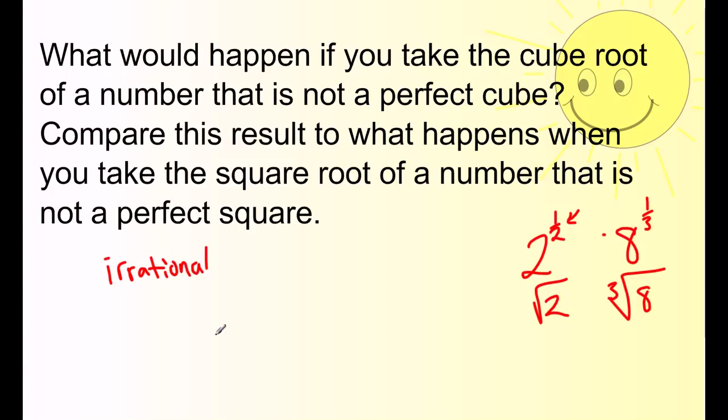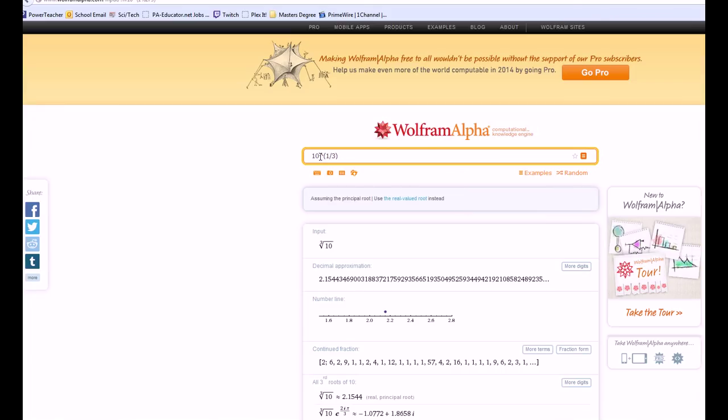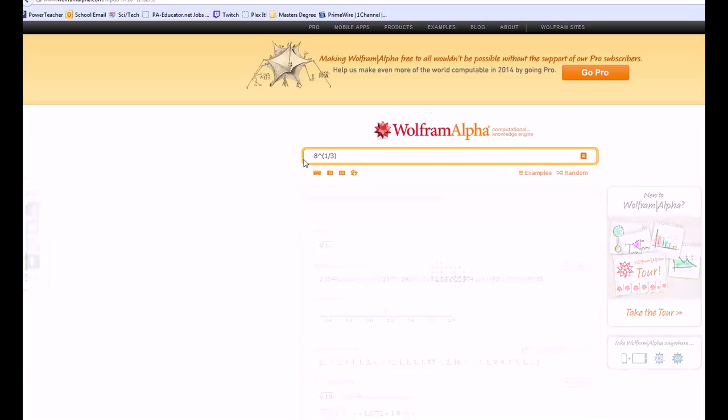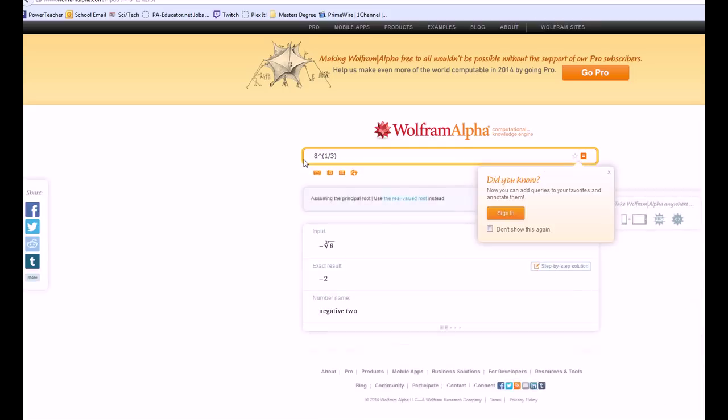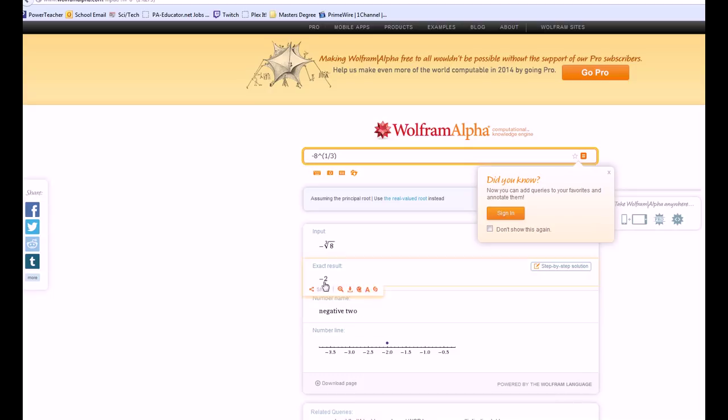The only difference that you might notice is that if you tried to take the square root of a negative number, you get an error. You can't do it. It's impossible. But if you take the cube root of a negative number, it does work. Let's see if Mr. Wolfram Alpha can do this for us. If we take the cube root of -8, it gives us an answer of -2.